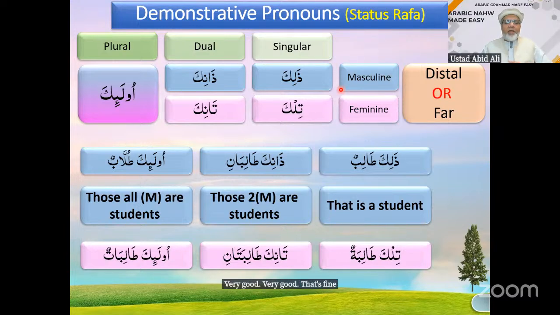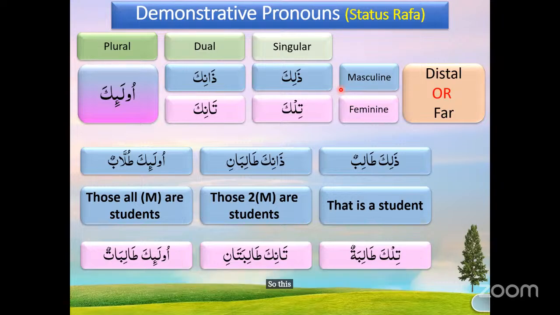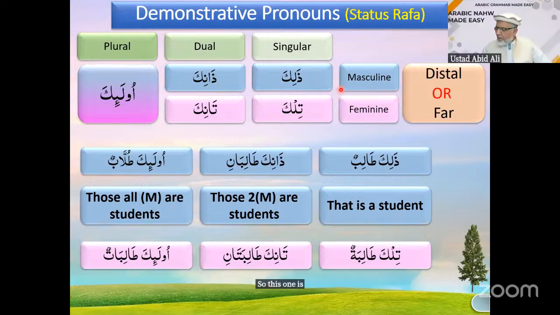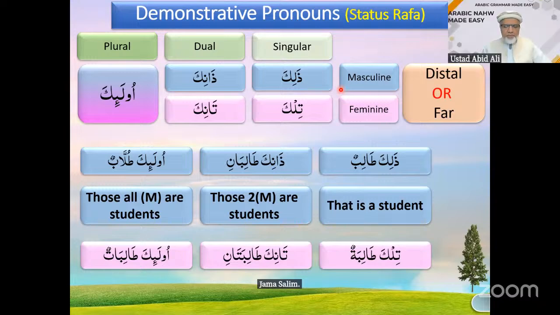So in the Salim category, we have one for the male and one for the female, right? Yes. So this one is female. So what is the whole name in Arabic? Jama Salim Muannas. Yes. Okay.